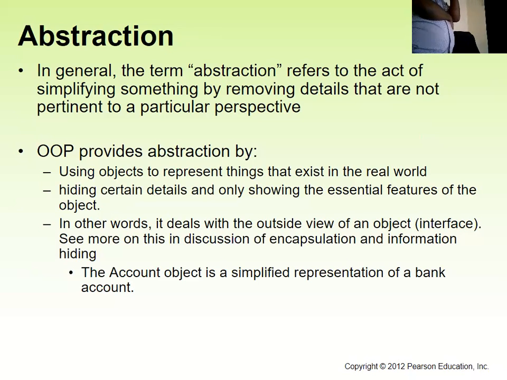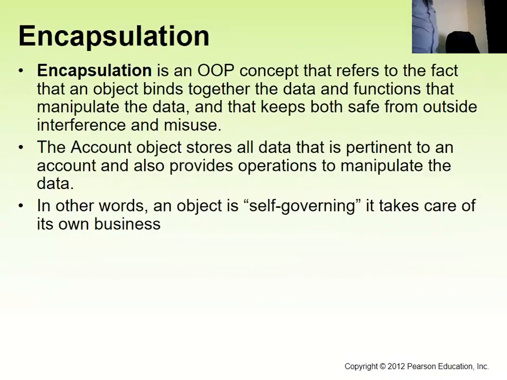Now, if you think about it, an account object is a simplified representation of what a bank account is supposed to be. So, in OOP, encapsulation refers to the fact that an object binds together the data and its functions that manipulate the data. What that really means is that if it's done properly, you cannot access the data from outside of the class. So you notice when we wanted to withdraw or deposit, we had to define what is called a method that allows you to deposit or allows you to withdraw.